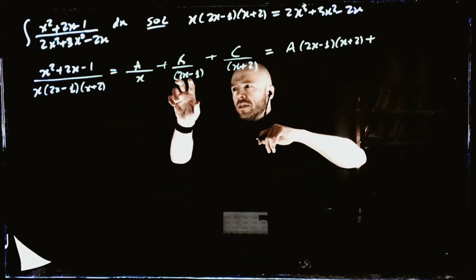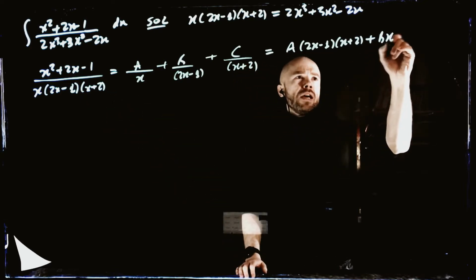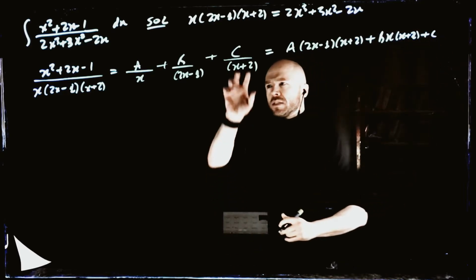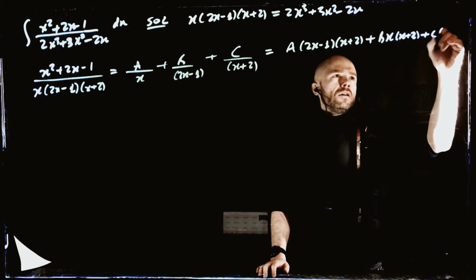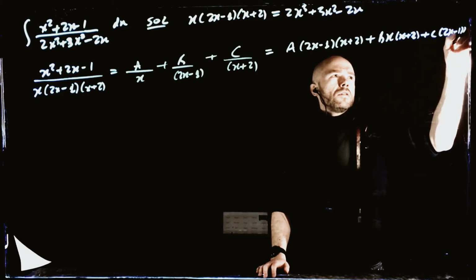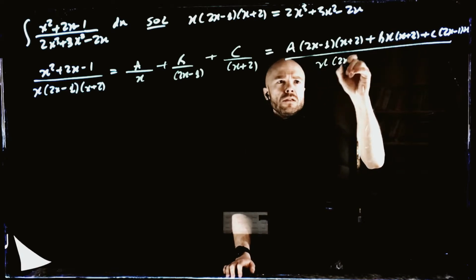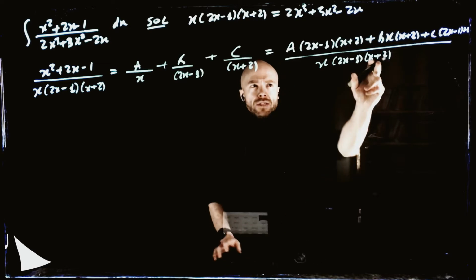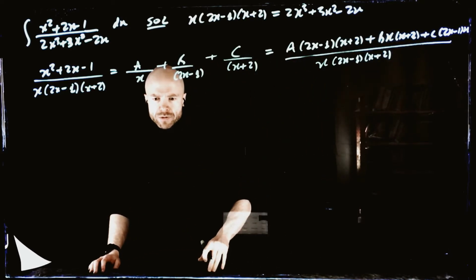Let's do the same for this guy. We need to multiply by x, x plus 2, so b x, x plus 2. And let's do the same for this guy. We need to multiply by x, 2x minus 1. And the denominator is the same. It's this thing, x, 2x minus 1, x plus 2, right? This thing is the same as this thing. Everybody with me? Give me a thumbs up if so.